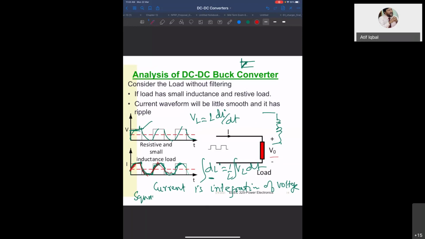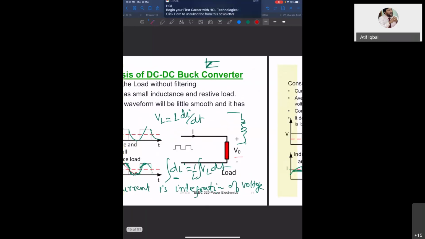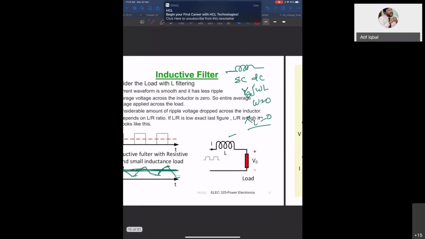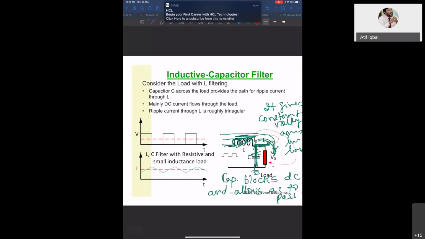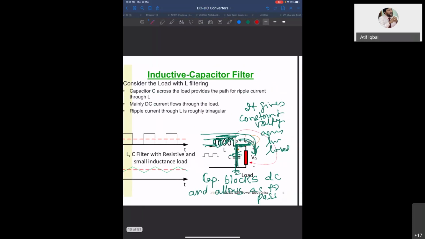Okay, so this is the inductive circuit. Now let us see the RL circuit. The capacitor blocks the DC and allows only AC to pass, while the inductor acts as a short circuit for DC and allows the flow of the DC component, and it blocks the AC component. It offers impedance to the AC component. So that means the current ripple is reduced when the inductor is connected in series.